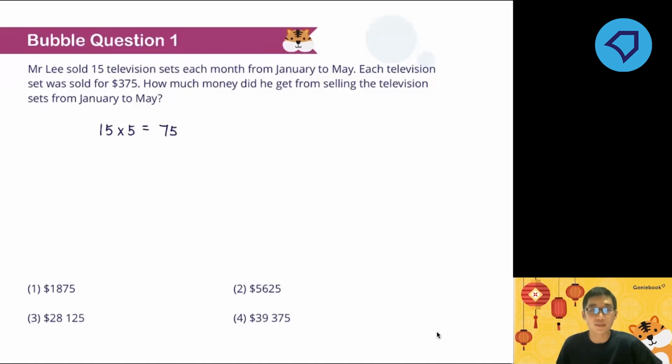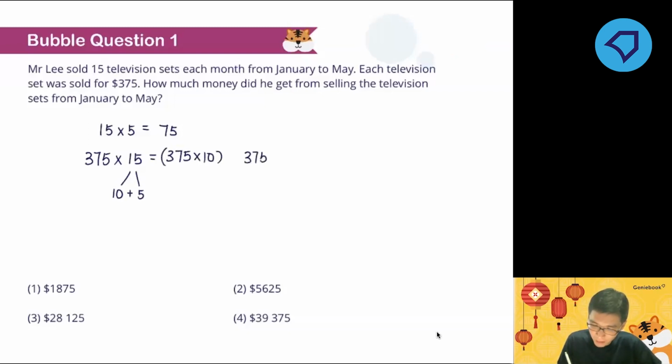Now then, since each television set was sold for $375, we're going to take 375 multiplied by the number of television sets. So how to do the multiplication for this? Same thing. I will split 15 into 10 and 5. So I'll take first 375 multiplied by 10. Then later on, take 375 multiplied by 5. After that, we're going to add them together.